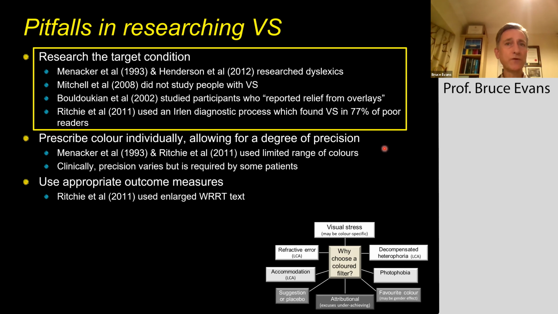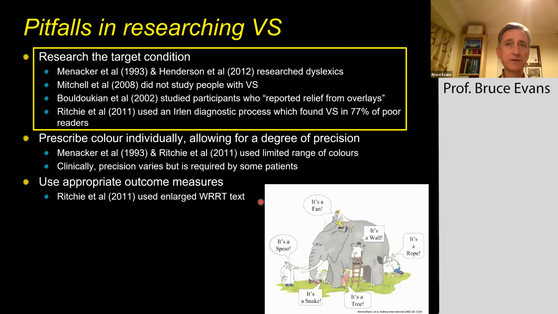We know that visual stress tends to affect reading when children look at smaller text. And why that's the case will be very apparent from the earlier presentations this afternoon. But what that means is if you look at whether coloured filters help in visual stress using large text, you probably won't find a benefit in the way that you would if you use small text. Now, these pitfalls account, I think, for some of the negative findings in the literature.